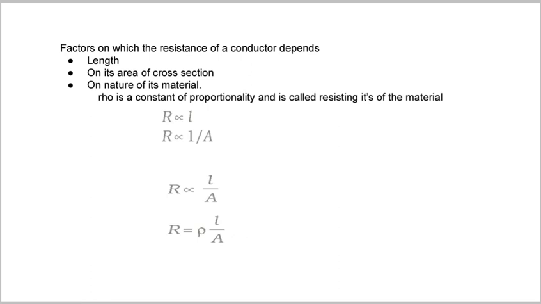To remove this proportionality sign, we will introduce another constant of proportionality, which is rho. This rho is a constant of proportionality and it is called resistivity of the material. This rho is actually different for silver, gold, iron, copper and different materials. So basically rho will be responsible for different resistance of different materials.